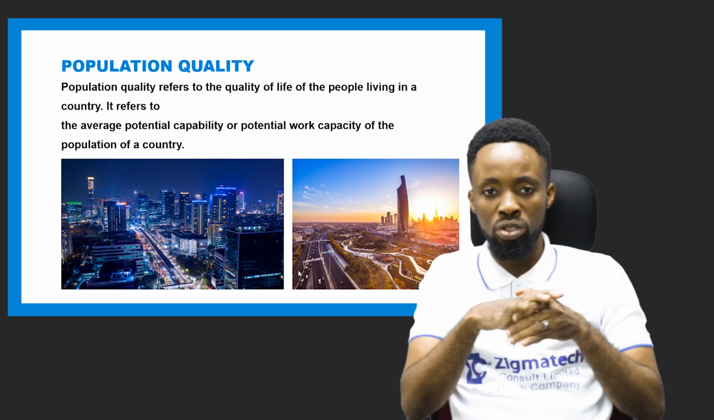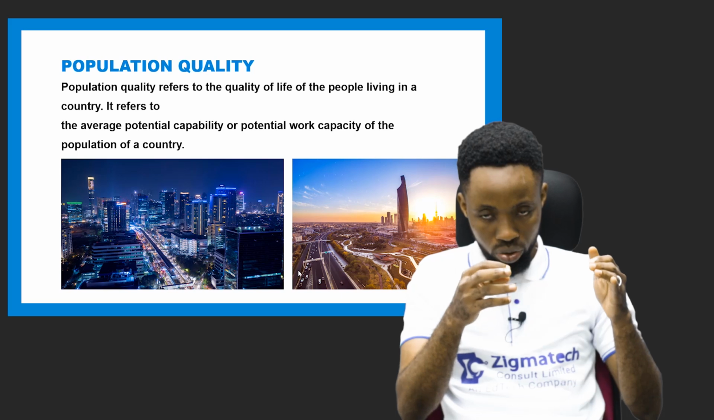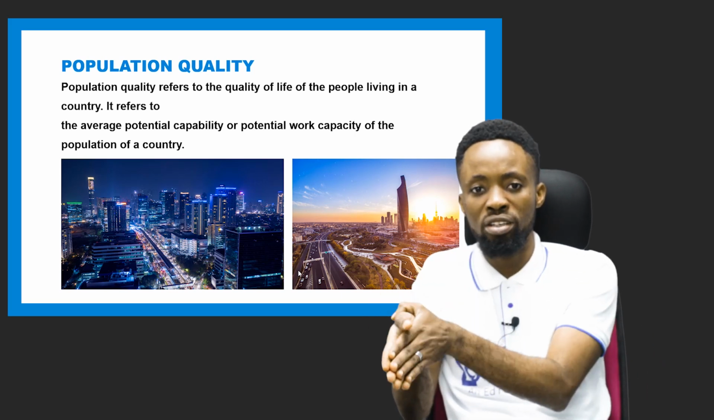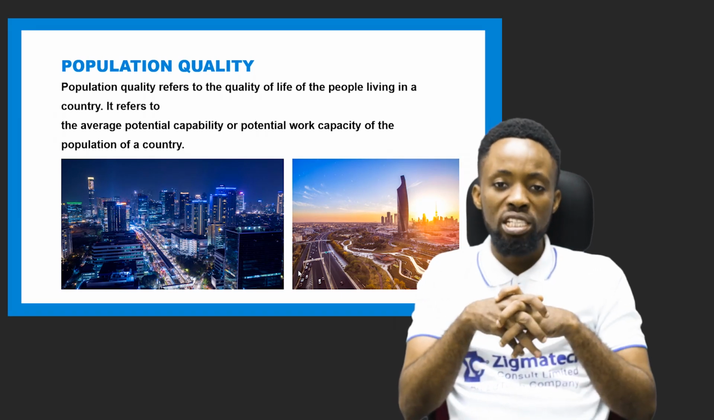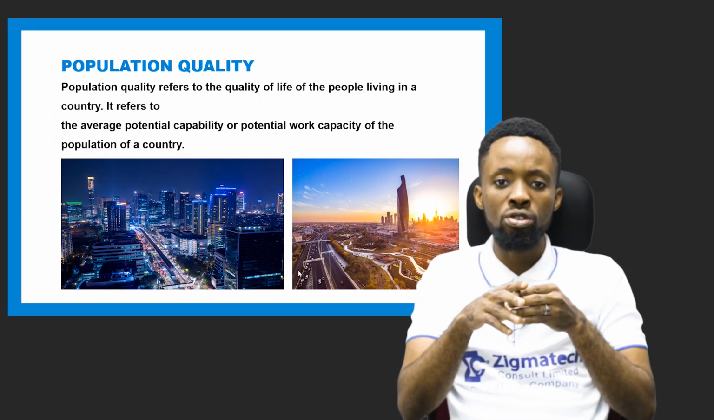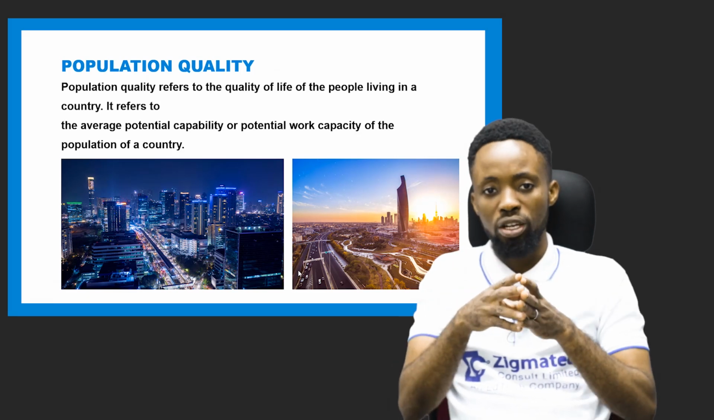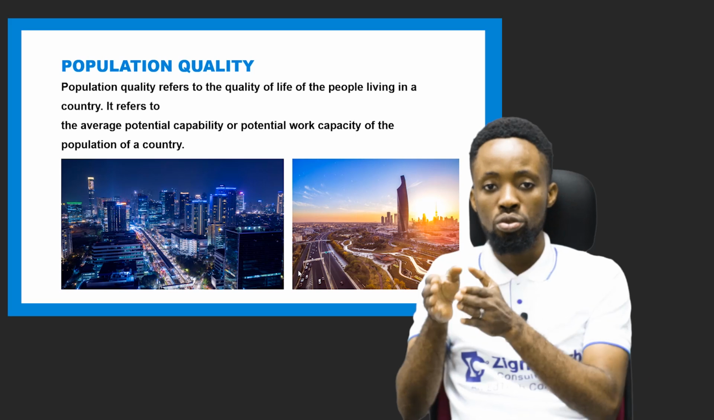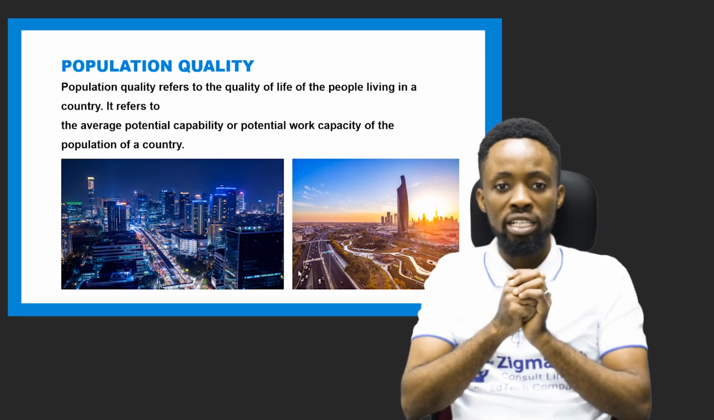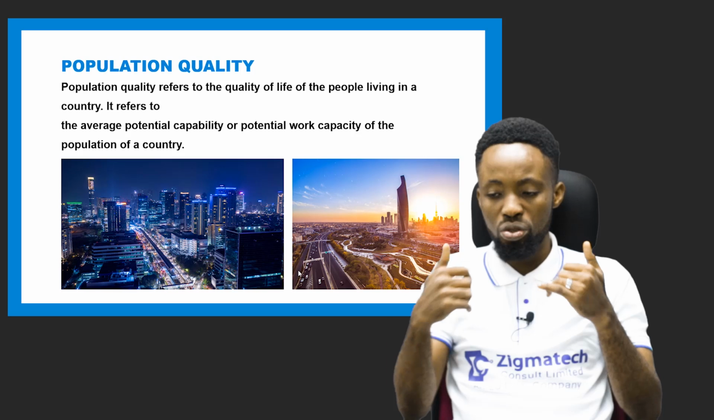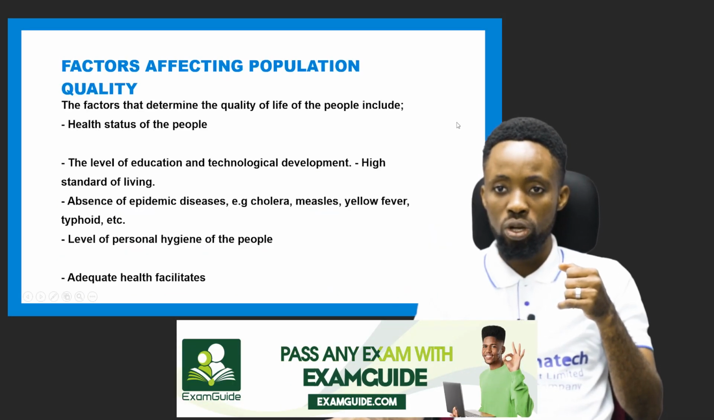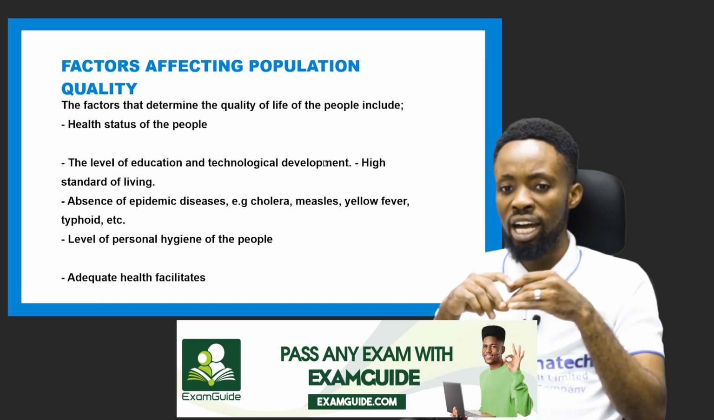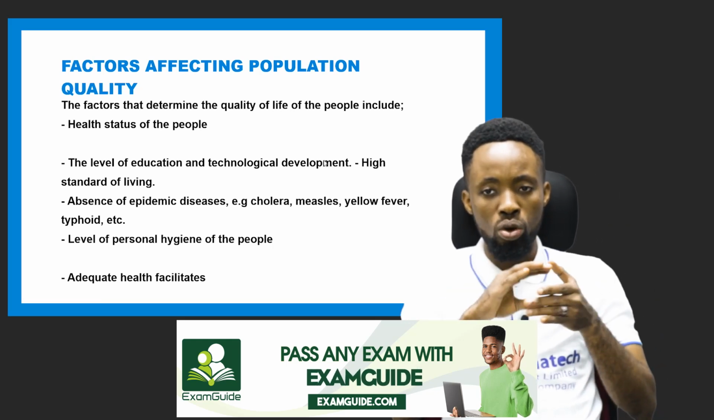It's very easy to get a job that will help improve your standard of living compared to an underdeveloped country where the standard of living is very low, owing to the fact that most people there of a working class age cannot afford a good job to upscale their standard of living. So that's population quality. Now let's quickly look at the factors that can actually affect population quality.